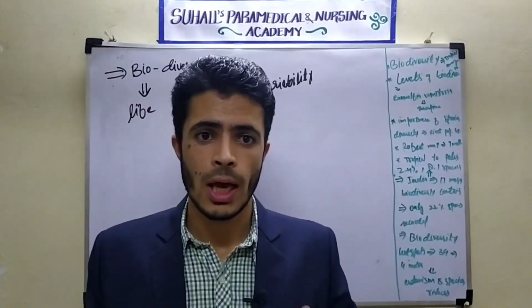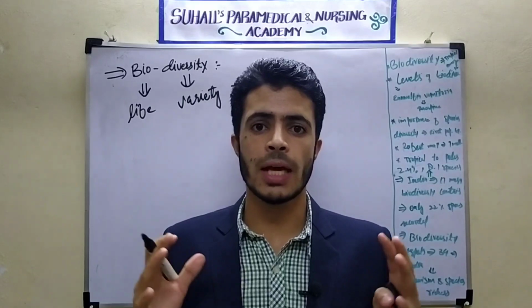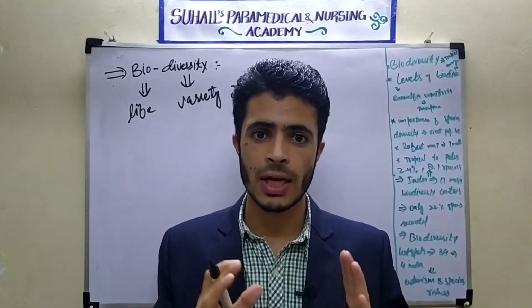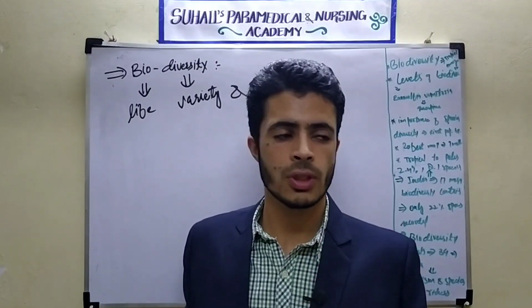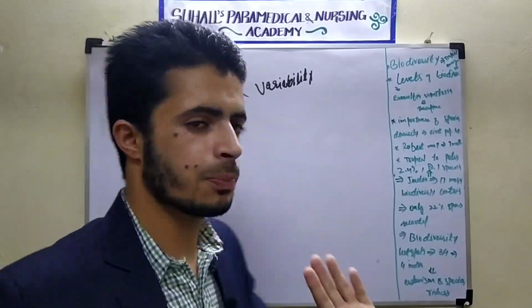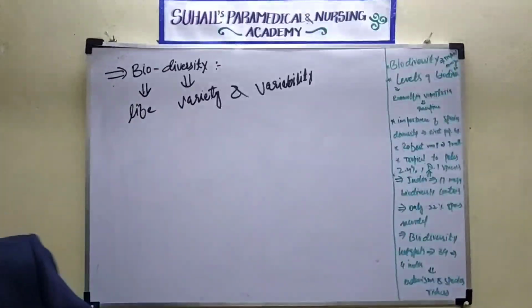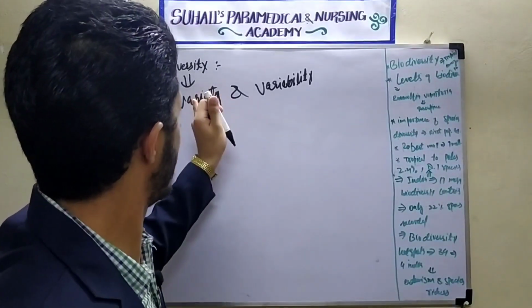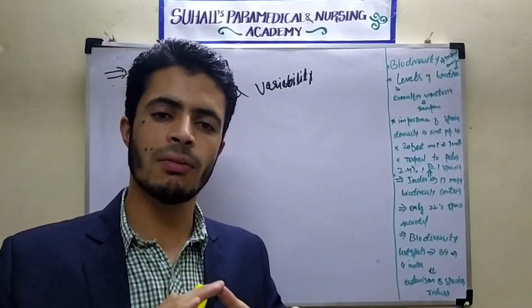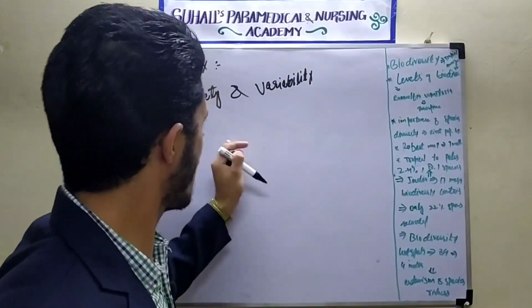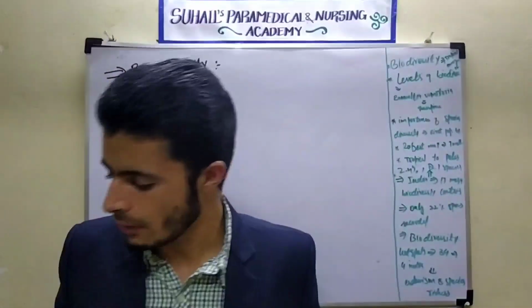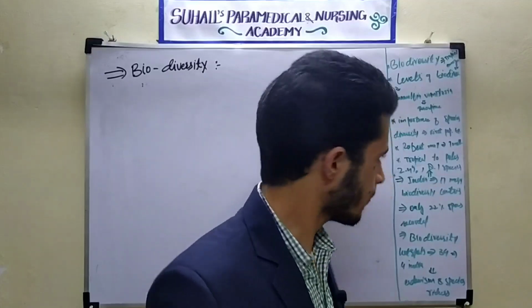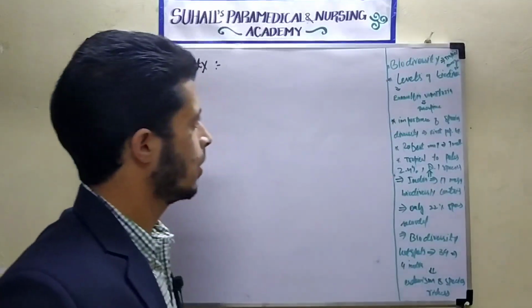In biodiversity, we are going to know how life is diverse on the earth, how life is diverse on the biosphere, how life is diverse in the universe. So in this topic we are going to explain that. But before that, bio means life and diversity means the variety, the variability, so the variability of life is called biodiversity. First, what is the definition for that? I will explain it very clearly.